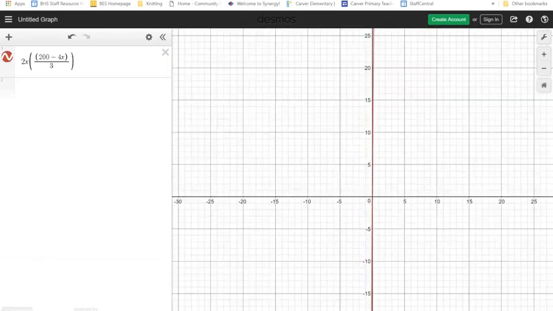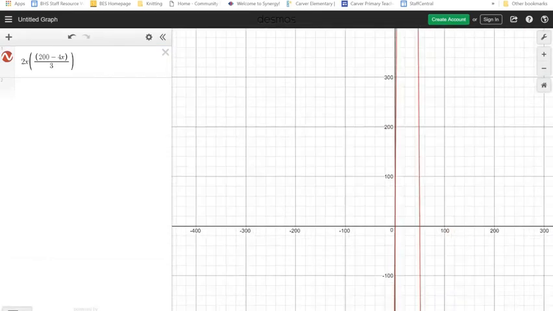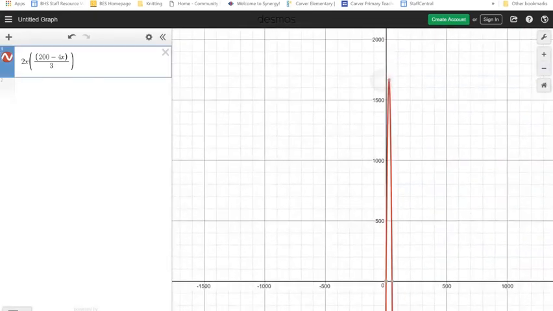Remember, this was my area equation, so I want to find a maximum. I'm just going to zoom out until I find it. And 25 is going to be my x, and then 1,666 and 2/3, or 666.7, is going to be my area.